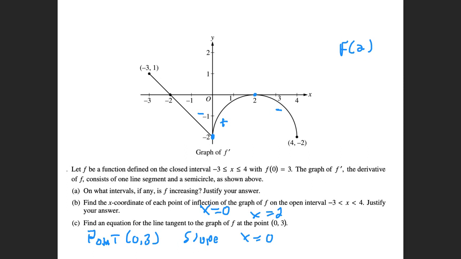So now we have our point and we have the slope. So we can write an equation. Y minus 3 is equal to negative 2 times x plus 0. Very good. Excellent. All right.